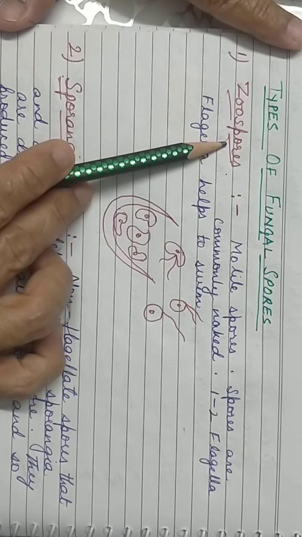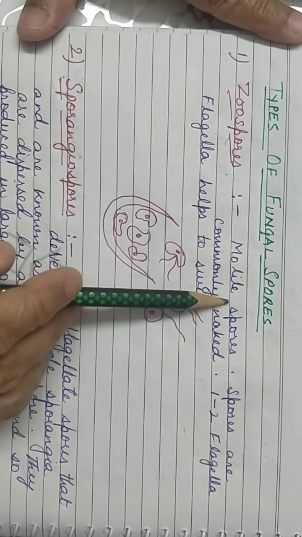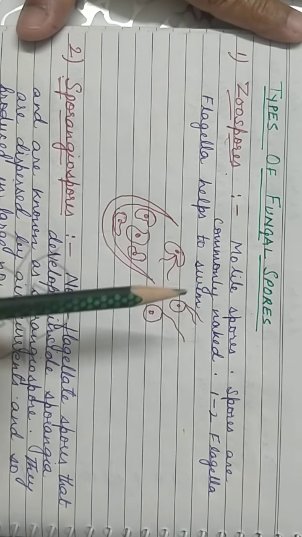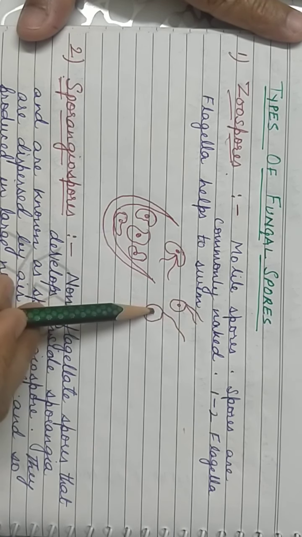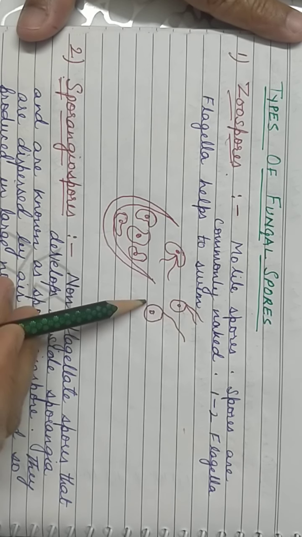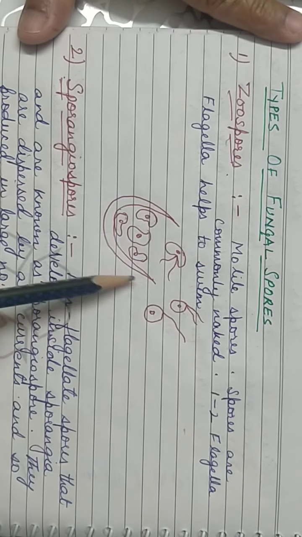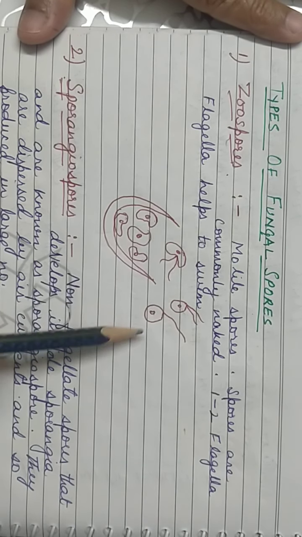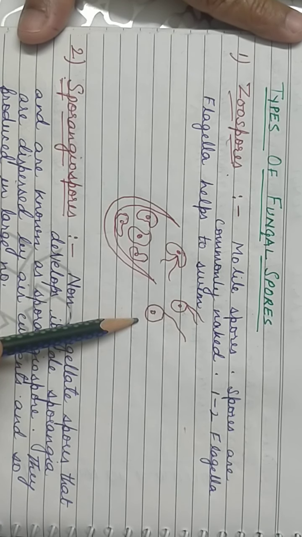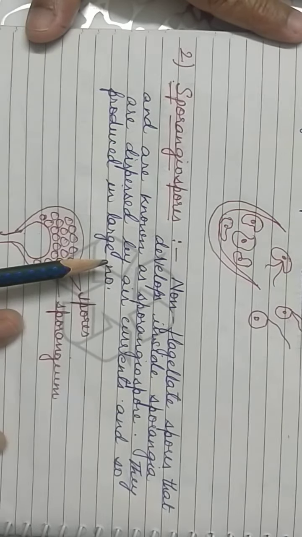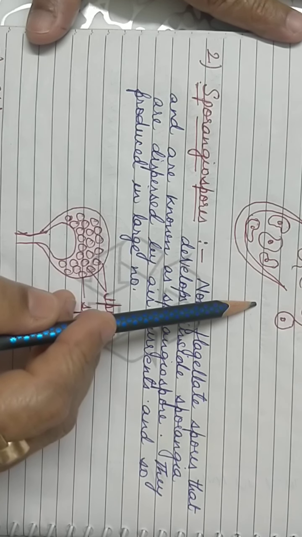Now the very first type of spore in fungus is zoospore. Zoospores are motile spores. Because they are motile, they have 1 or 2 flagella. These spores are naked, they are not covered with any thick covering, and such spores are known as zoospores. You can see over here I have tried to show you with the help of a diagram. This one has 2 flagella and this spore has 1 flagellum. So zoospores are motile spores, naked spores, and they have 1 or 2 flagella.